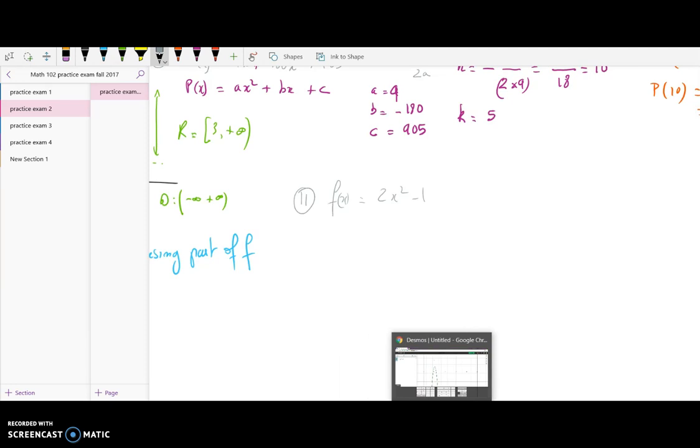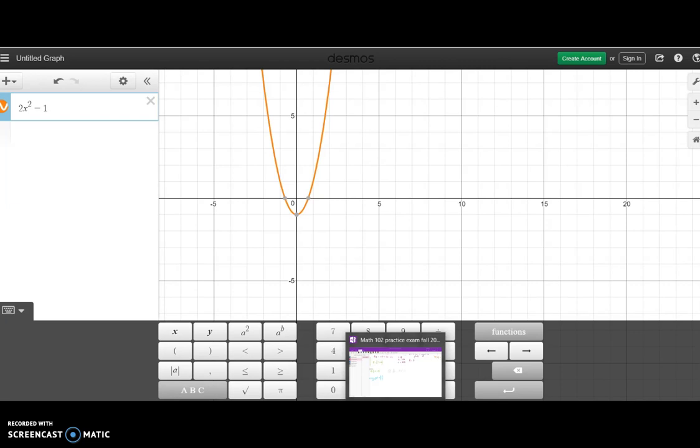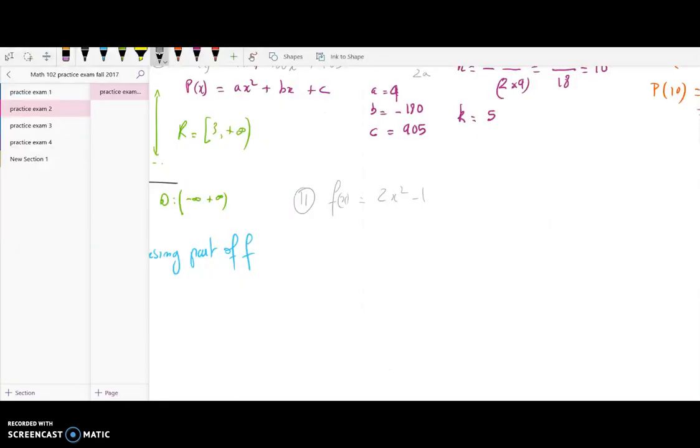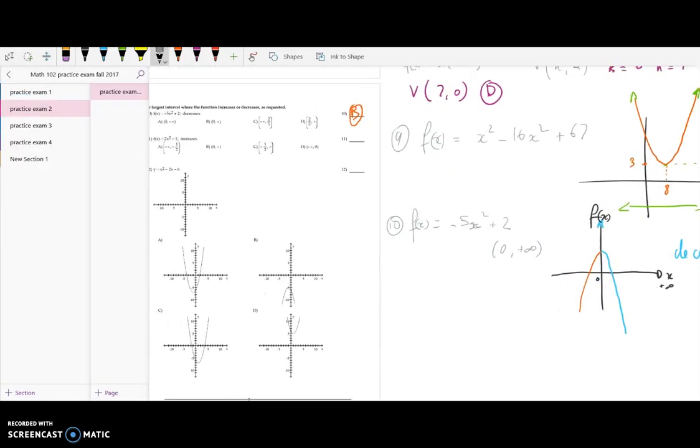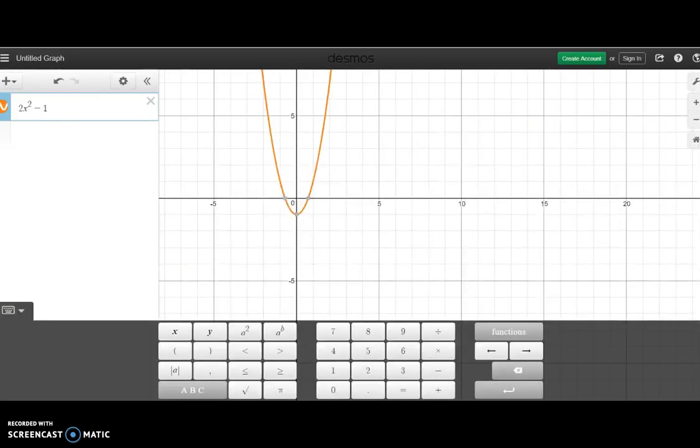So let's go back to this and write 2x squared minus 1. And I'm looking for the increasing part. Obviously, I can see that from 0 to plus infinity, this is where it is increasing. Okay, this is where it is increasing.